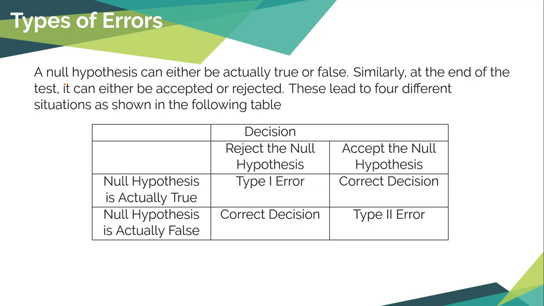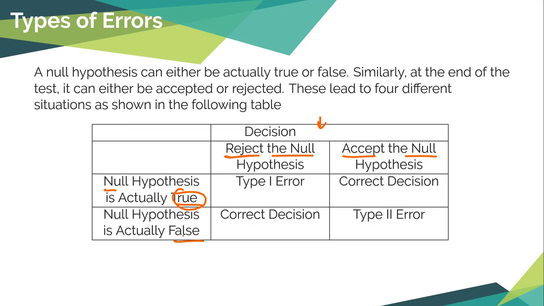Based on that, we have 4 different distinct situations. Over here we have the different types of decisions. That means we can either reject the null hypothesis or accept the null hypothesis. Similarly, the actual situation may be that the null hypothesis is actually true or actually false. So what happens when the null hypothesis is actually true and you reject it? That's a kind of error. You are making a mistake.